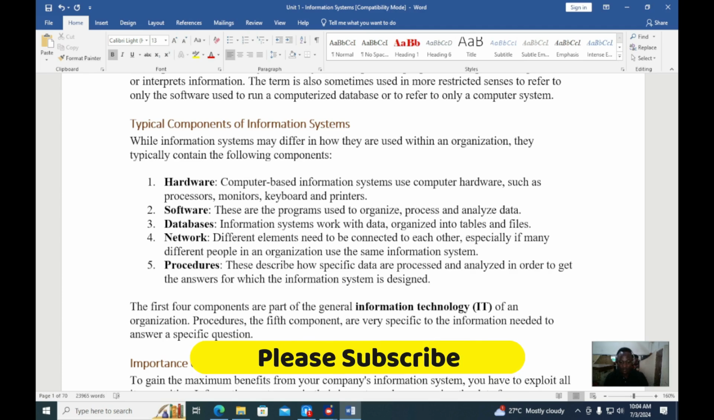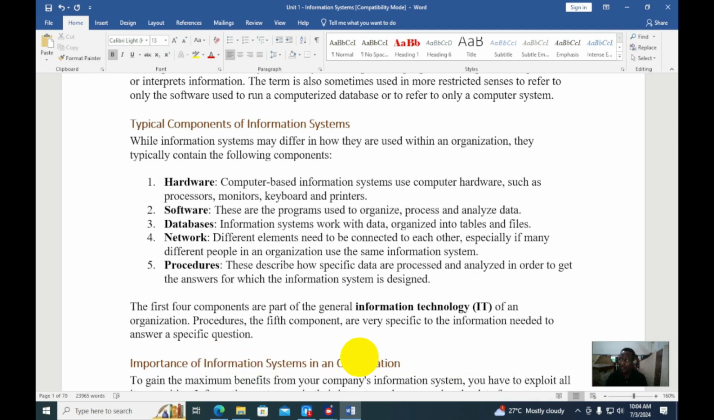So when you look at the first 4 components, hardware, software, database and network, you will realize that they are more into information technology. They are information technologies. They are IT. Hardware is IT, software is IT, database is IT, network is IT. So the first 4 elements are actually making a section of the information technology of a particular organization.